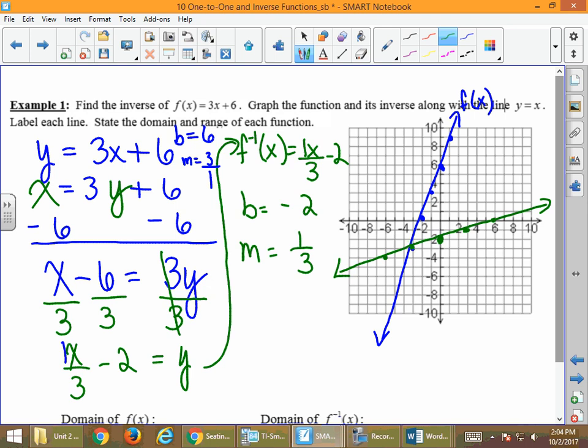By the way, it just so happens that our graphs do intersect, but they don't have to. So we graph the function. We've just graphed the inverse here in the green. And then we also need to graph the line y equals x. Well, once again, that parent function, y equals x, goes from the lower left-hand corner to the upper right-hand corner through 0, 0. There's y equals x.